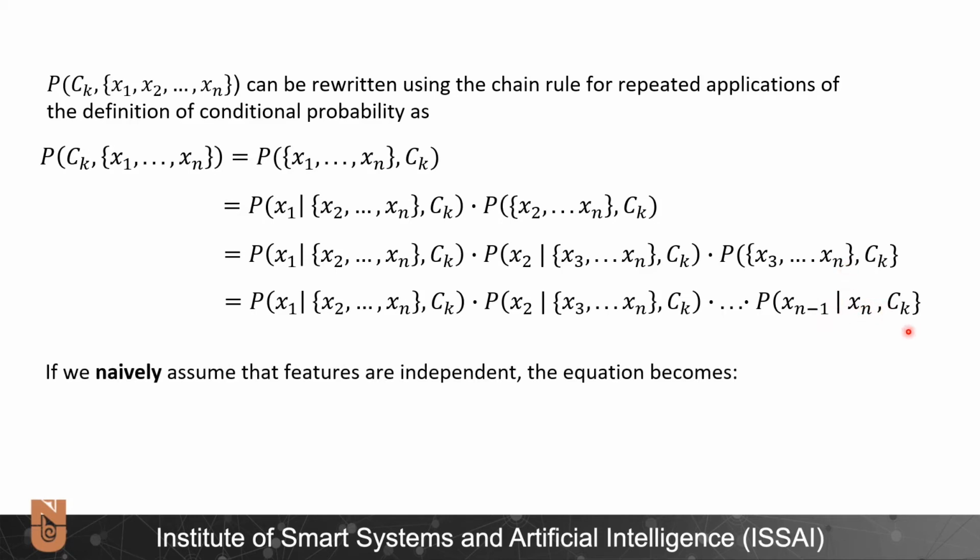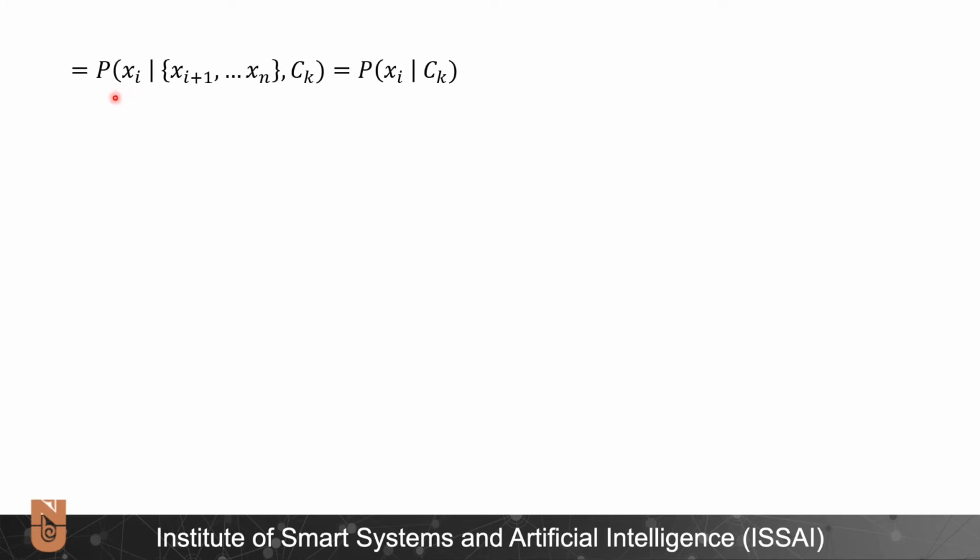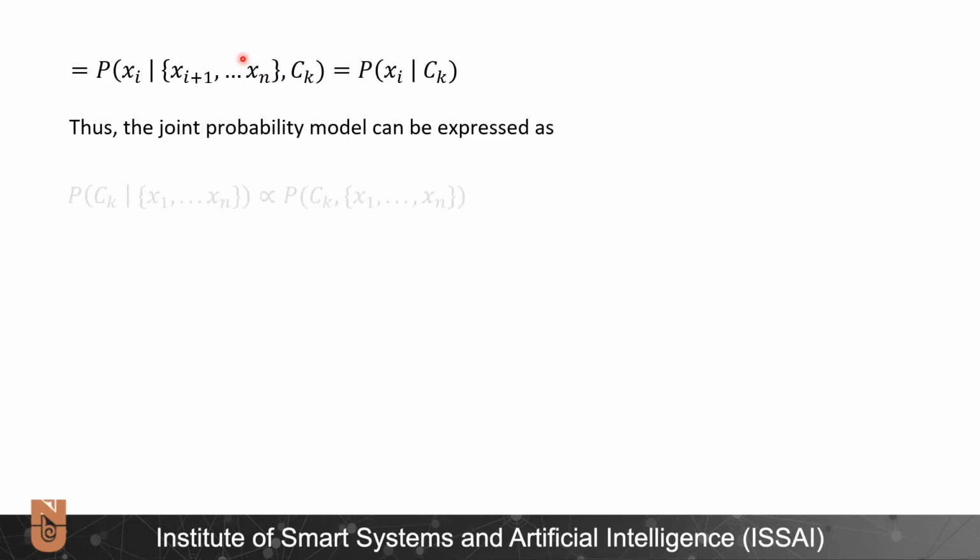Furthermore, if we naively assume that features are independent, then the probability of the xi feature given the other features and class is just equal to probability of the xi feature given the class. Now we derive that probability of one feature given the other features and class is equal to probability of this feature given the class.